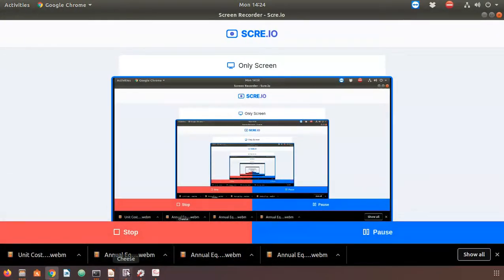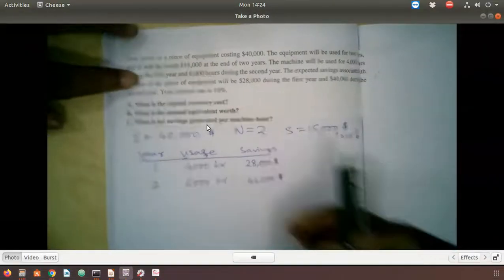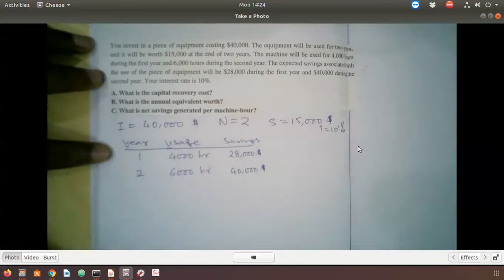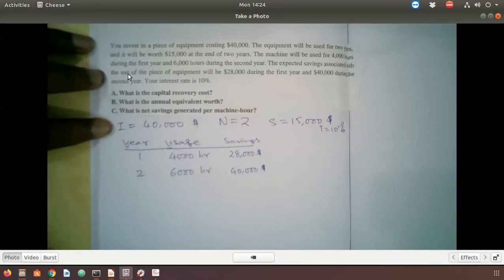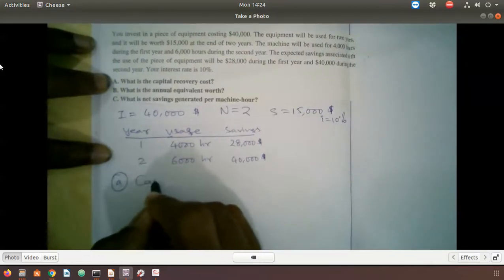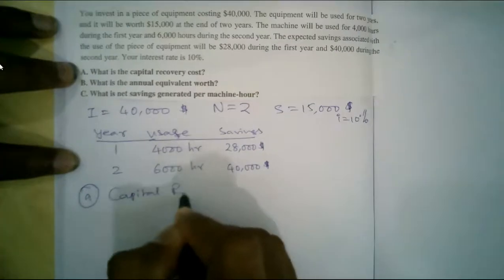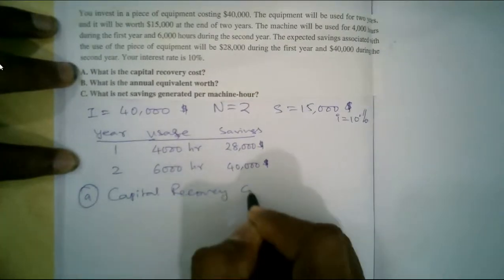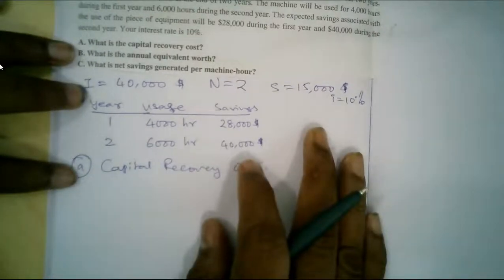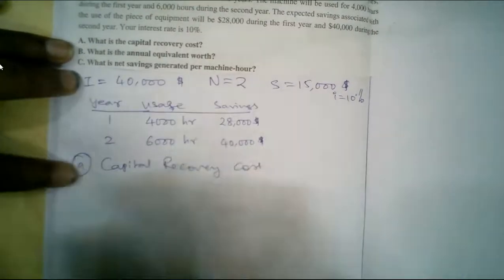So let's continue. We got the savings numbers here. The expected savings associated, your interest rate is 10%. What is the capital recovery cost? So the first question, part A, is capital recovery cost. There are two ways to find this. First I will do the long way. Just look at only the capital part.